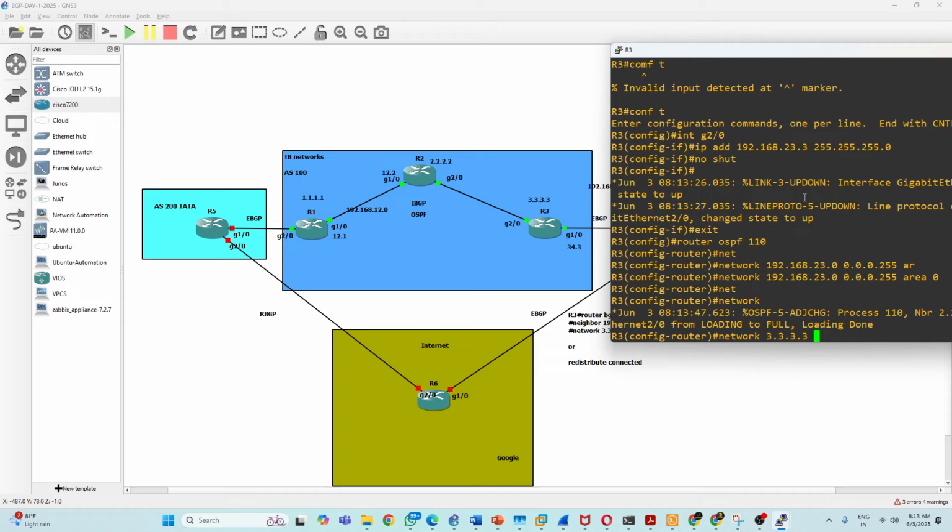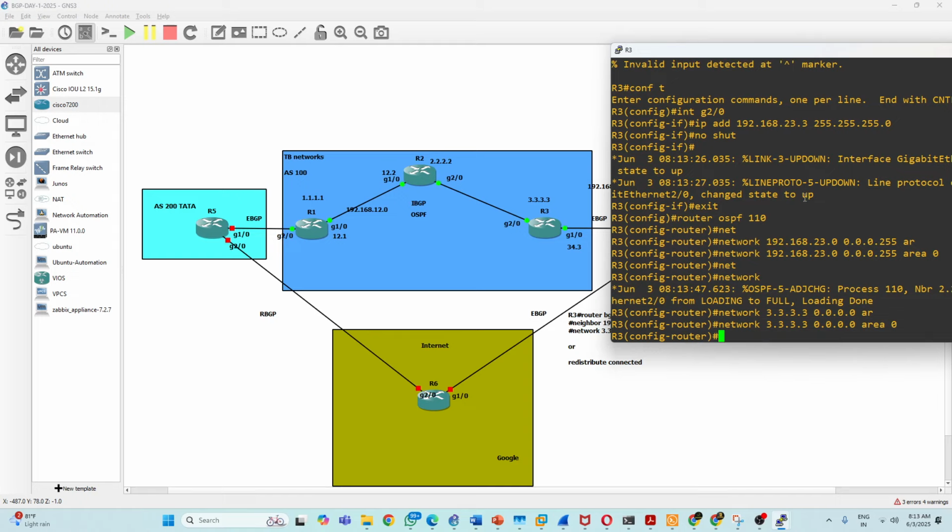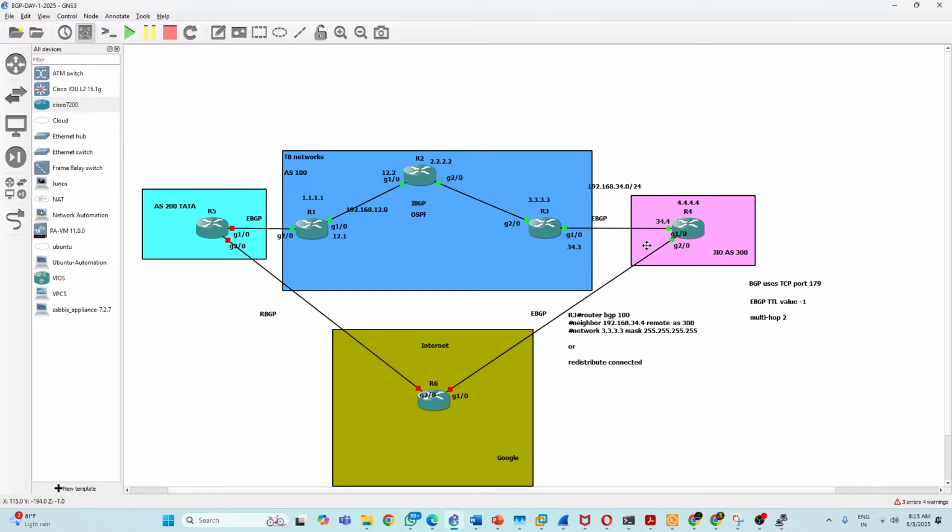3.3.3. This is the main thing, right? And now area 0. And you don't need to advertise this 34.0 network in OSPF. Okay, it's an EBGP public network. Only your internal facing interface, only you need to do that.